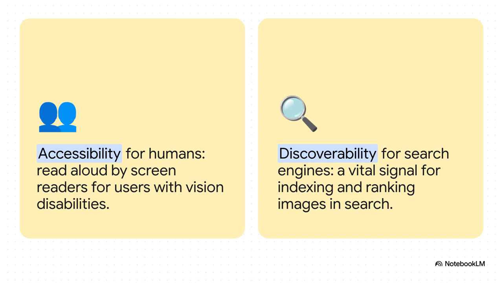And this led to what you could call the dual mandate. Basically, alt text had two different bosses it had to report to. On one hand, you've got humans. For them, it was all about accessibility, right? Making sure someone using a screen reader could understand what the image was about. Then, on the other hand, you had search engines. For them, it was a huge SEO signal, helping Google figure out the context and rank the image in searches. It was a pretty neat two-part system. The problem is, that system is now totally obsolete.